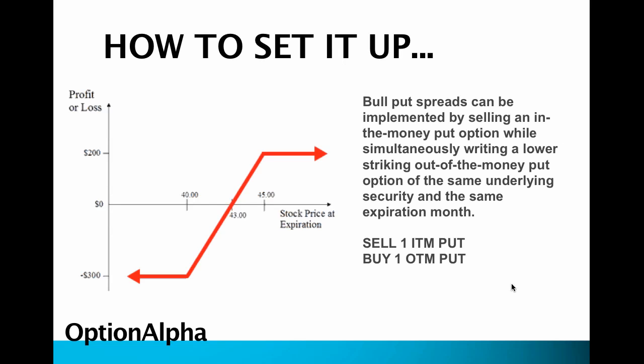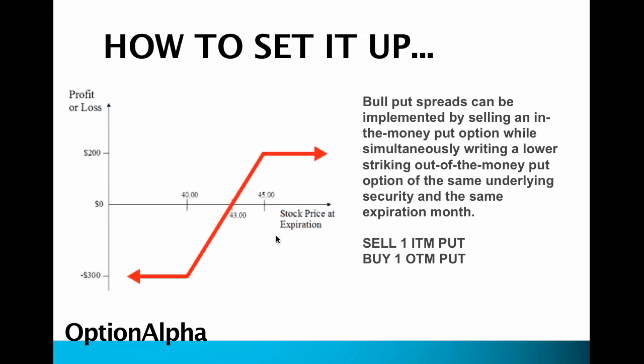So how do you set this up? Again, it's very easy. It only takes two options to set up this particular strategy, but this is where the beauty of creating a strategy around the market comes in with options. Bull put spreads are implemented by selling an at-the-money put while simultaneously writing a lower strike out-of-the-money put of the same underlying security and the same expiration month. Very key there, the same expiration month.